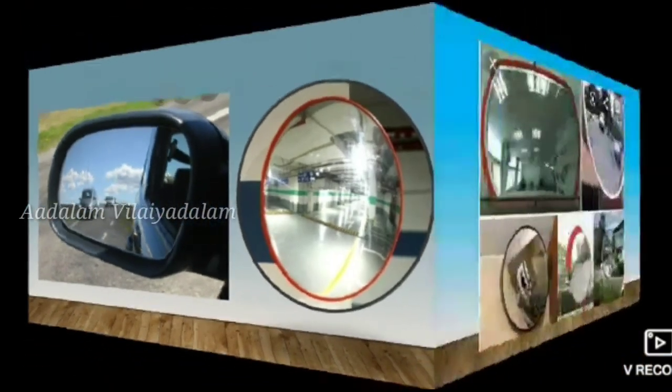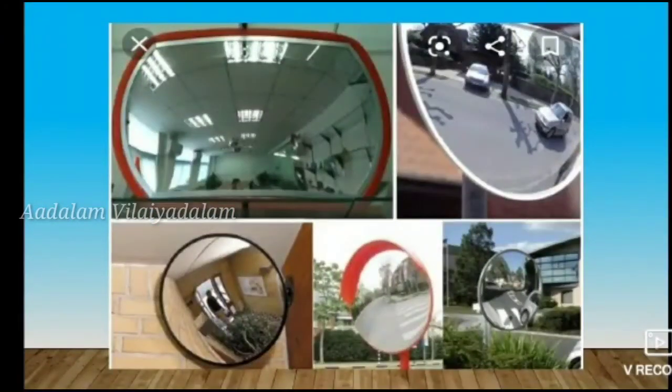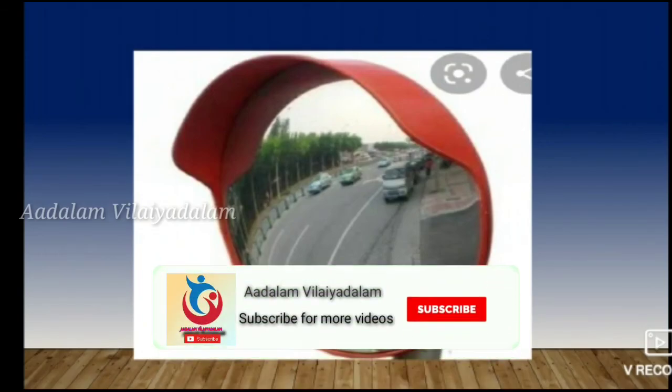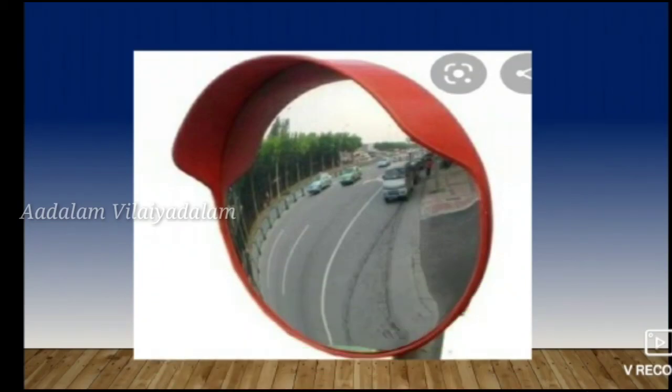And convex mirrors are used in various buildings including hospitals, hotels, schools and stores. They are also used on roads to view sharp curves and turns, most probably on mountain roads. So these are the applications of concave and convex mirrors.